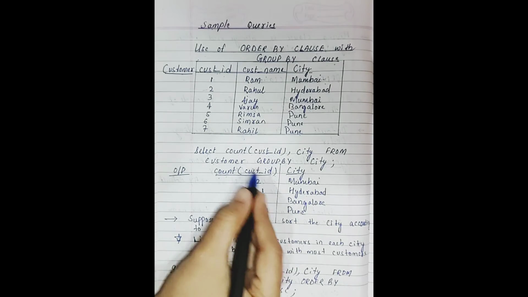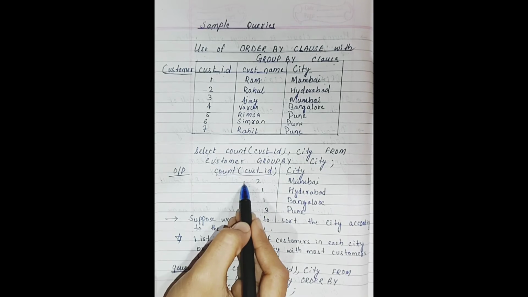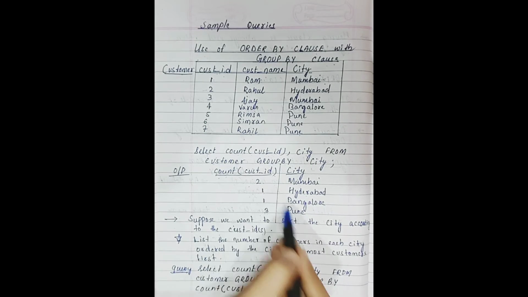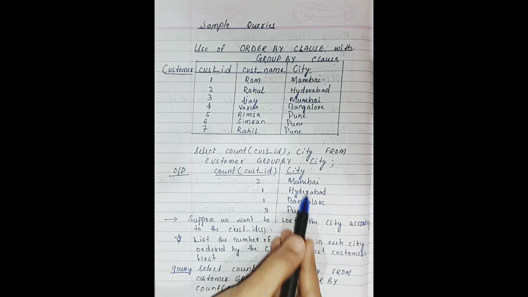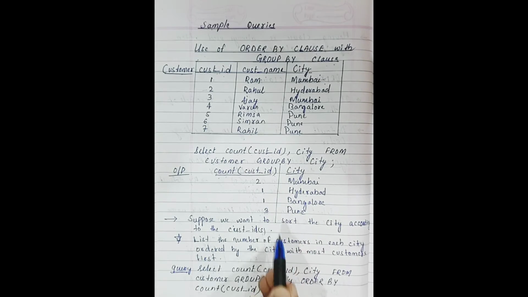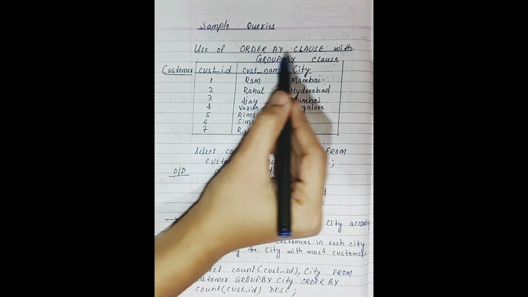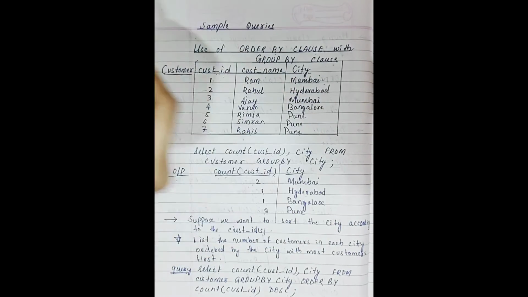So the output of this query will be: first 3 will be displayed on that side, Pune in the city side. After that 2, then in the city side Mumbai, then Hyderabad, then Bangalore. I hope you are clear about the use of order by clause with group by clause.